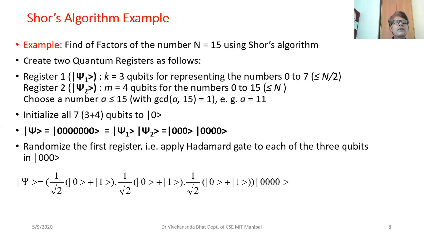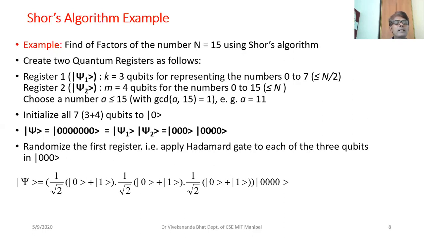So initialize all 7 qubits, 3 plus 4, 3 for register 1 and 4 for register 2, to state ket 0. So ket psi is equal to ket 0 0 0 0 0 0 0, initialized to 0. We are representing this as two registers, ket psi 1 and ket psi 2. Ket psi 1 is 3 qubits and ket psi 2 is 4 qubits. Now randomize the first register, that is, apply a Hadamard gate to each of the 3 qubits.